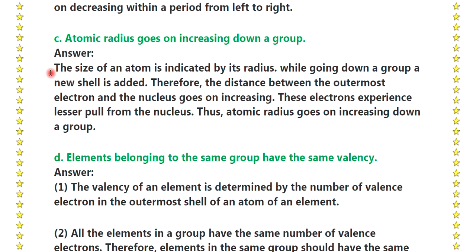Question number C. Atomic radius goes on increasing down the group. Answer. The size of an atom is indicated by its radius. While going down a group, a new shell is added. Therefore, the distance between the outermost electron and the nucleus goes on increasing. These electrons experience a lesser pull from the nucleus. Thus, atomic radius goes on increasing down the group.